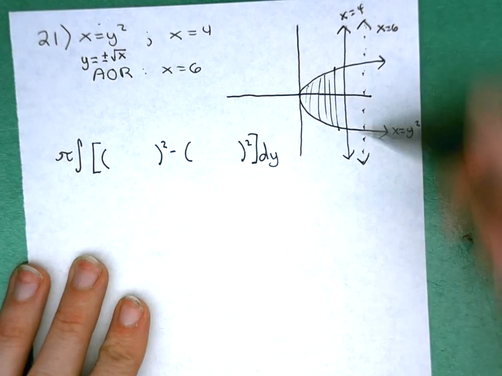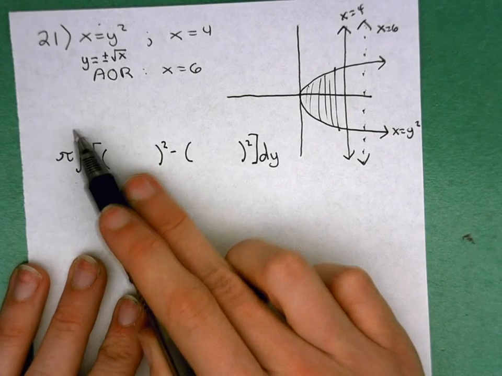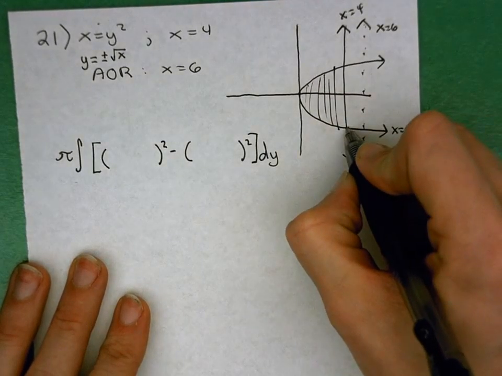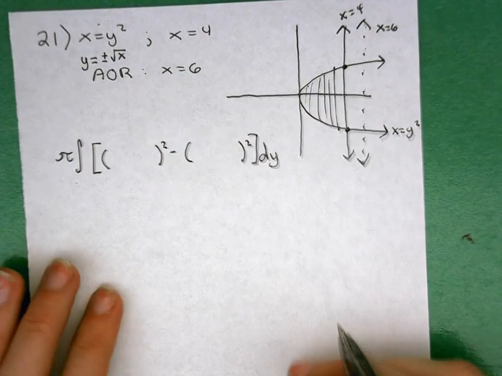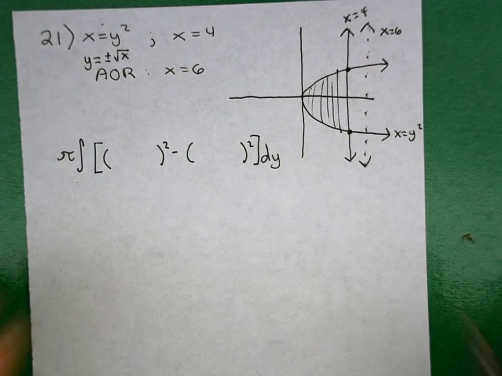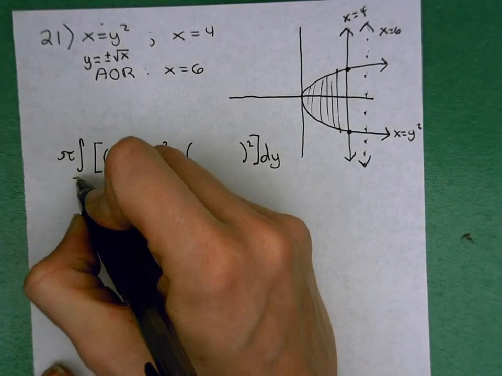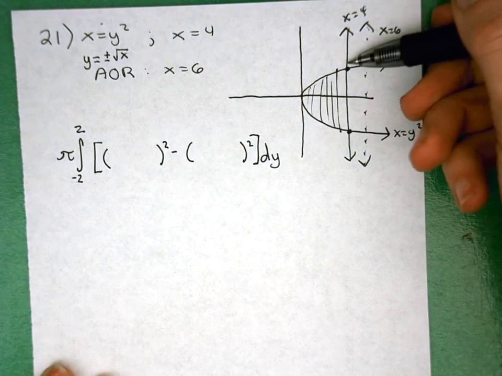So I'm going to be looking at my shaded region here to see what's my lowest y value and my highest y value. When you look at your shaded region, your lowest y value is at this point, and your highest y value is at this point, which is the intersection between the quadratic and the line. So we have one intersection at -2 and one intersection at 2.